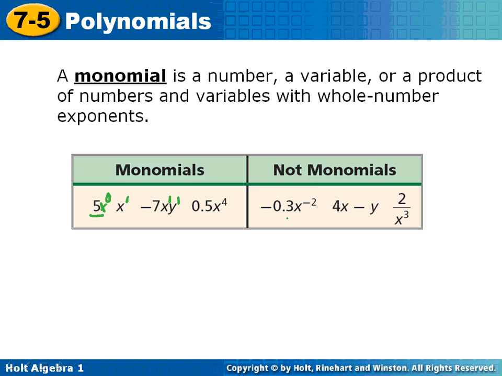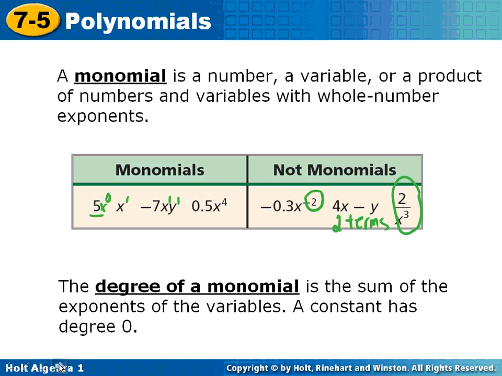Now, not a monomial is any negative exponent. You can't divide anything to have it be a monomial unless it's two numbers. 4x minus y has two terms, so that is not going to be a monomial. And 2 divided by x to the third, we are not going to do any division with monomials.